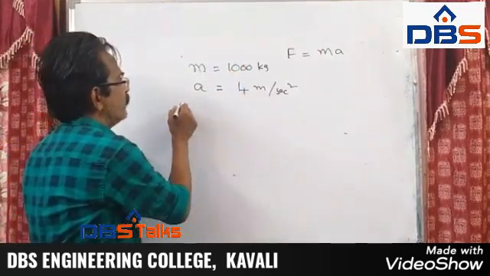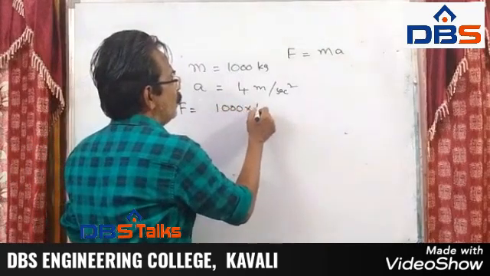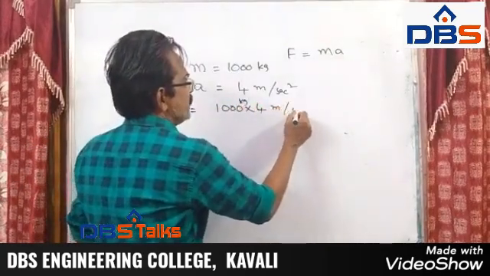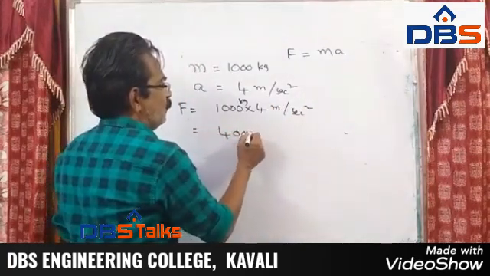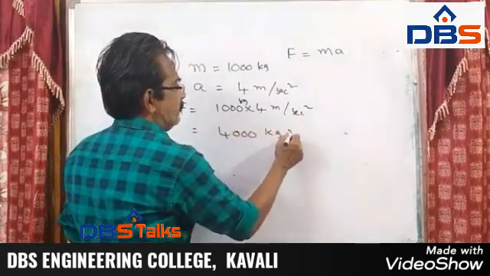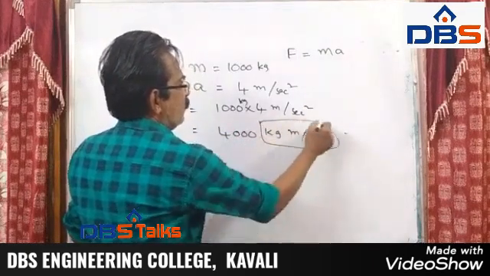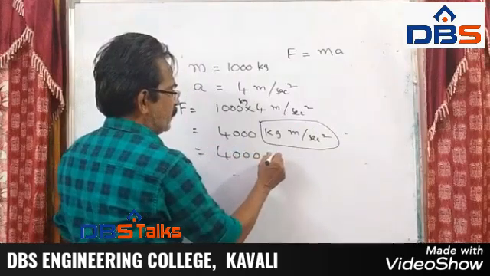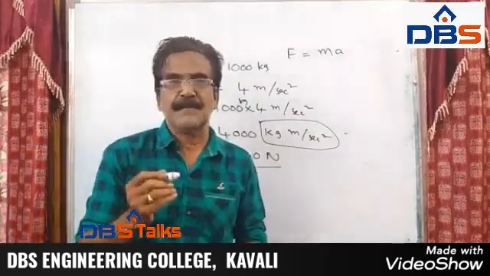F is equal to ma, 1000 kg into 4 meters per second square, that is equal to 4000 kg meters per second square. So this is equal to 4000 Newtons. How much force should be applied? 4000 newtons of force must be applied.